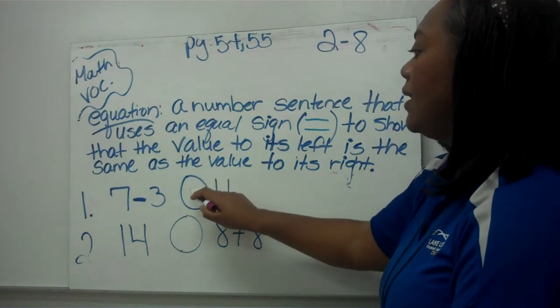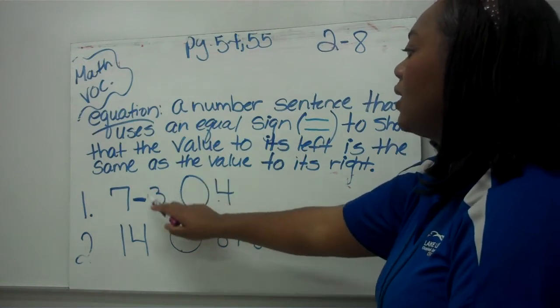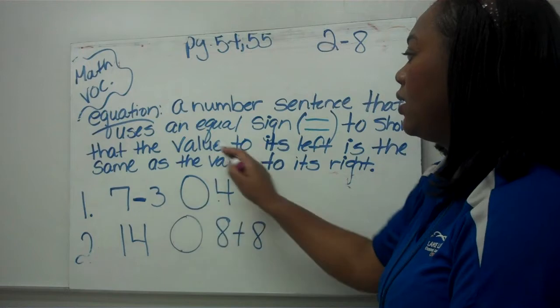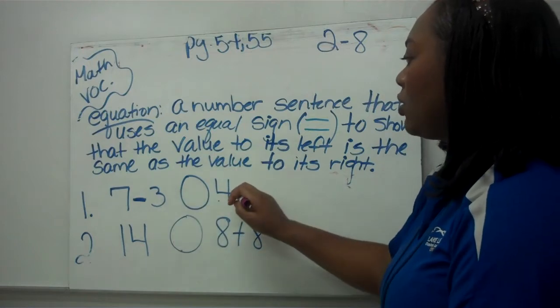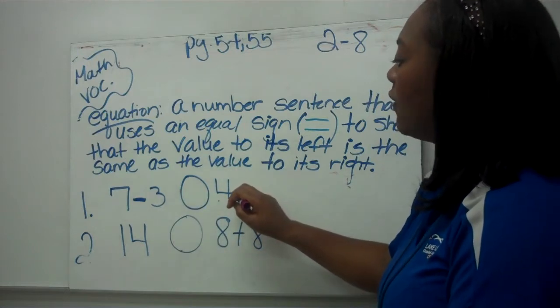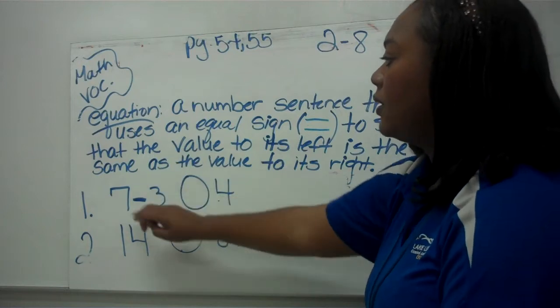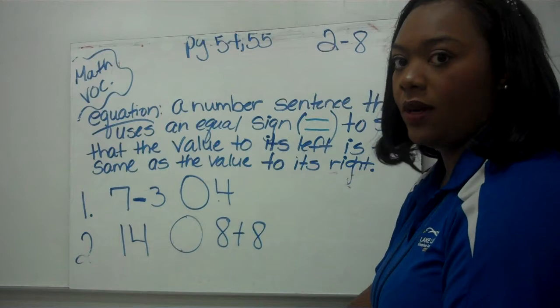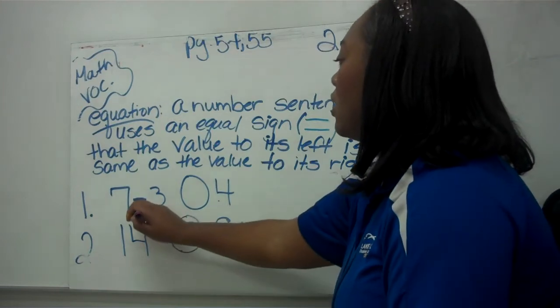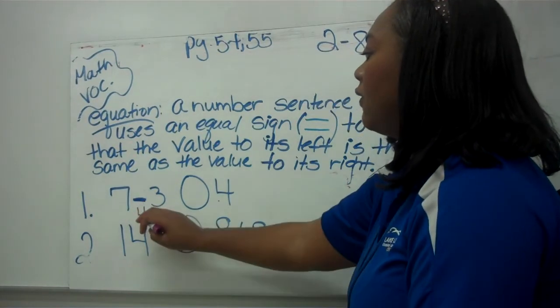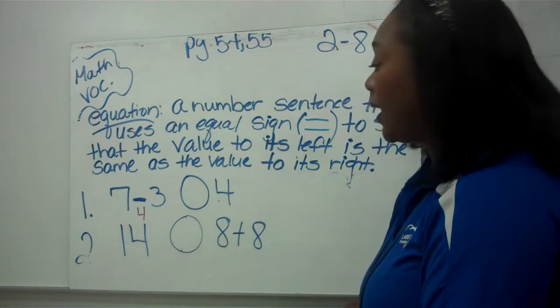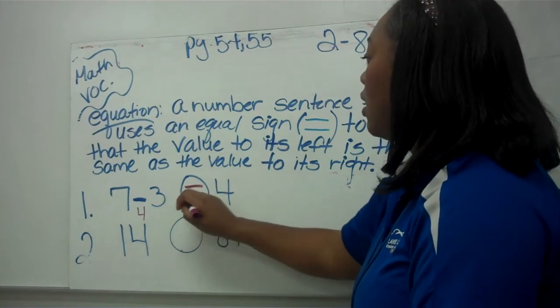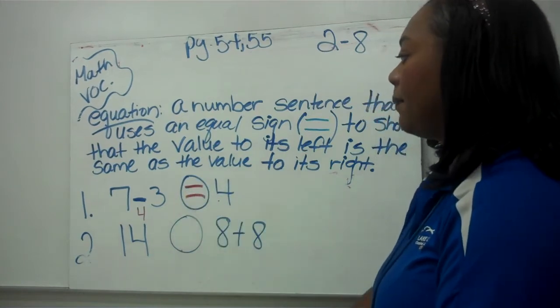Okay, they want you to write in this circle if this side of the equation is equal to this side. Now we have an answer here. In order to figure out if they're equal, we're going to have to solve what this side means. So this says 7 minus 3. So what's 7 minus 3? 4. Is 4 equal to 4? Yes, it is. So in the circle, we would write an equal sign.